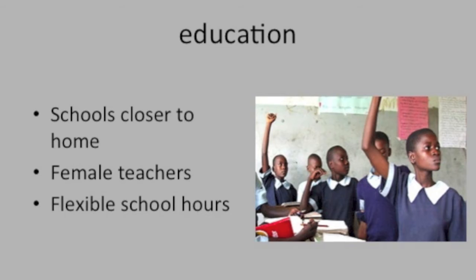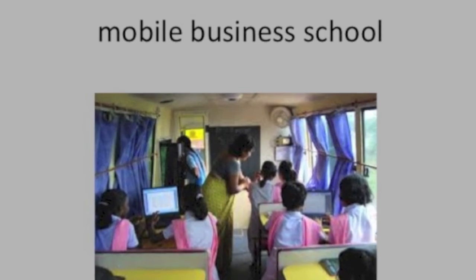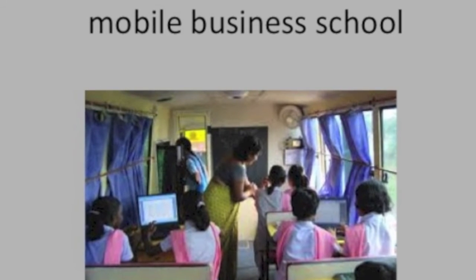Access to education. In terms of place strategies, we need to create schools that are closer to home. We need to provide more female teachers. We need more flexible school hours so that if girls need to work on farms, at home, anywhere, they can. Here's an example of a place strategy, a mobile school for women in India.